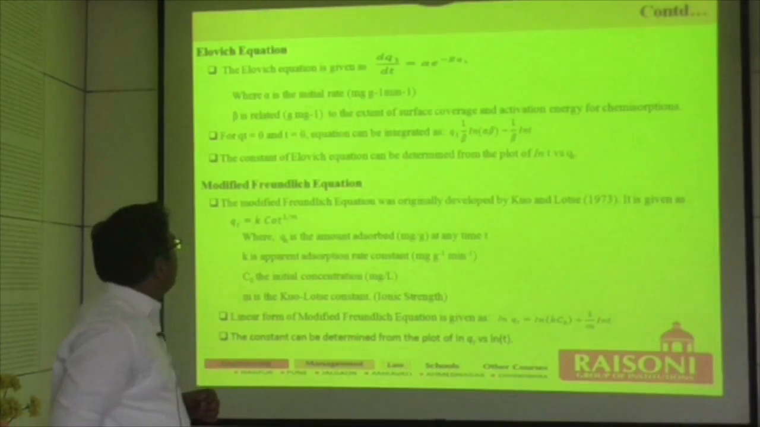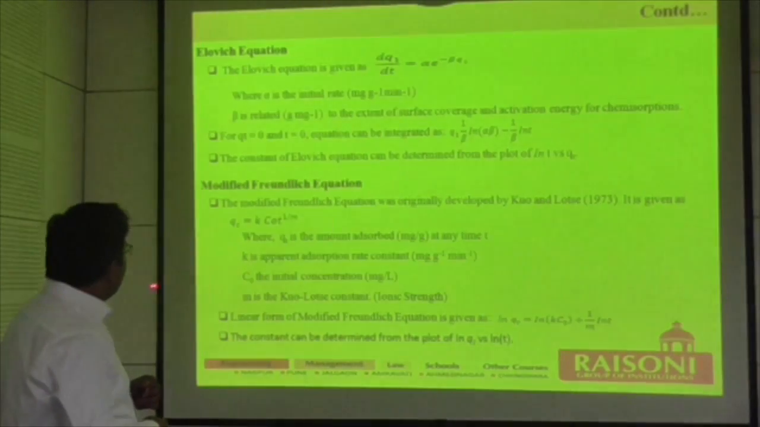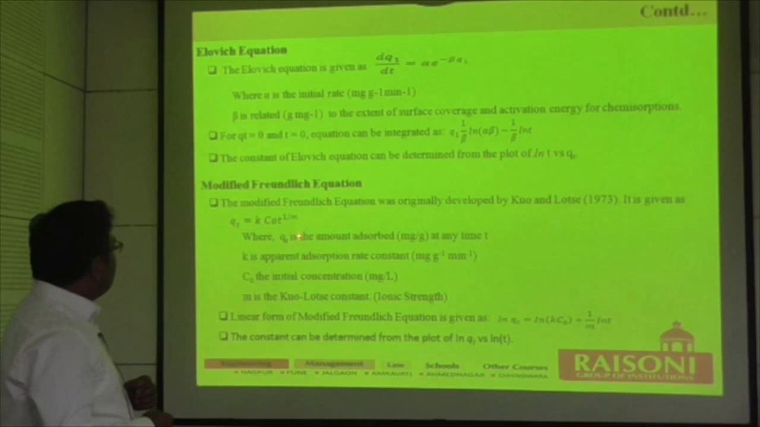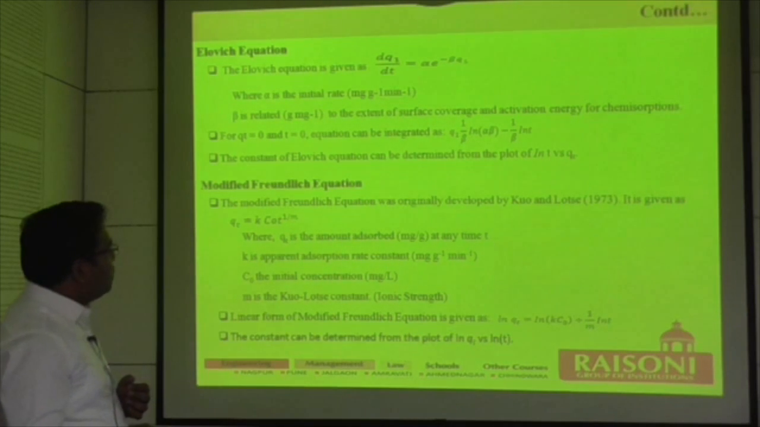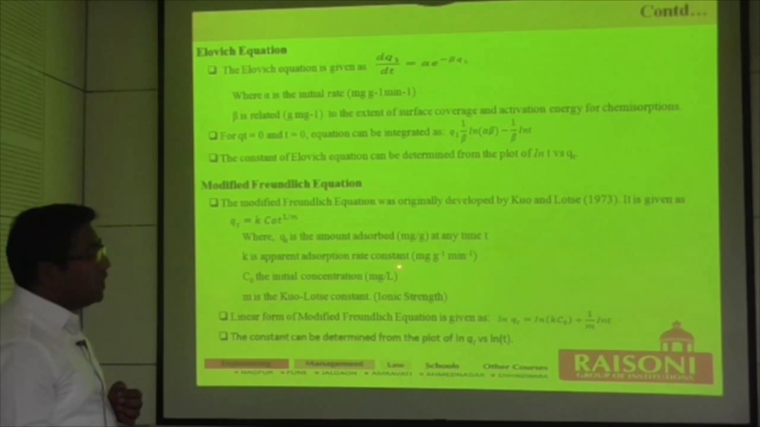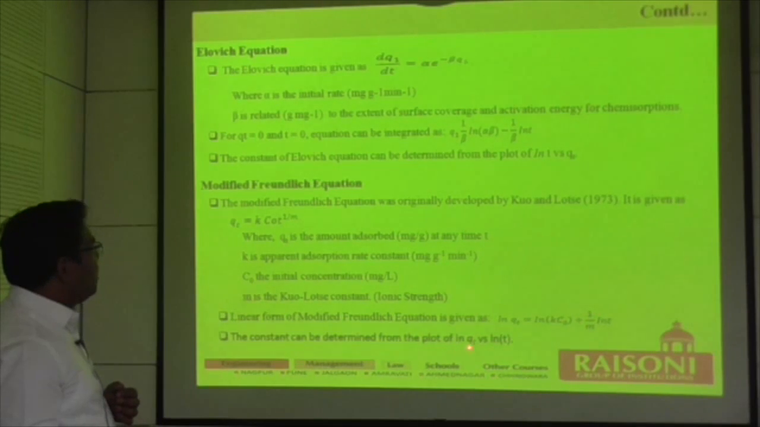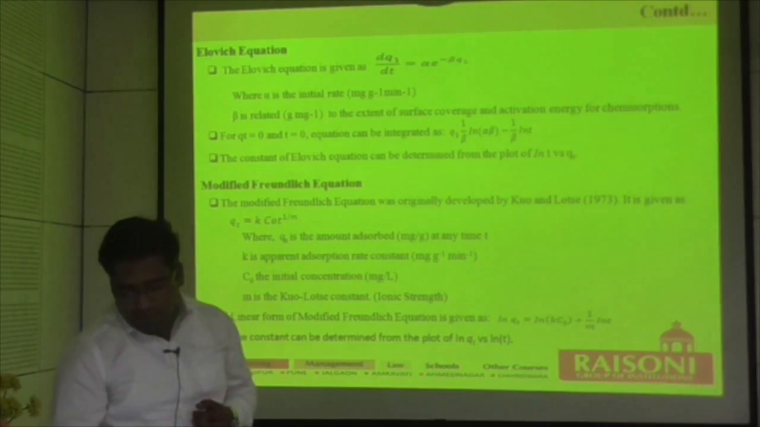Then the fourth one is the Elovich equation, and the fifth one is the modified Freundlich. Again, the Elovich equation also satisfies the chemisorption process. The modified Freundlich equation was originally developed by Kuo and Lotse. It gives this equation where Qt is the amount of adsorbate, K is the apparent adsorption rate constant, C is the initial concentration, and m is the Lotse constant. This is a linear equation. From that, the graph is plotted between ln Qt versus ln t.